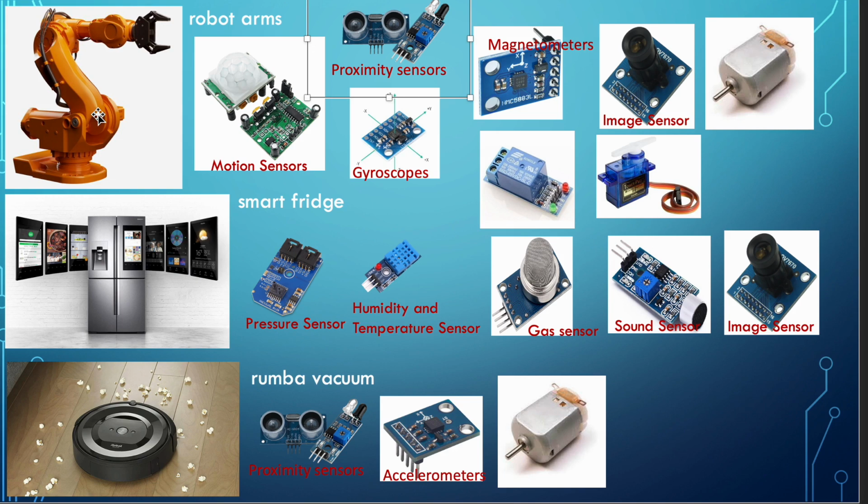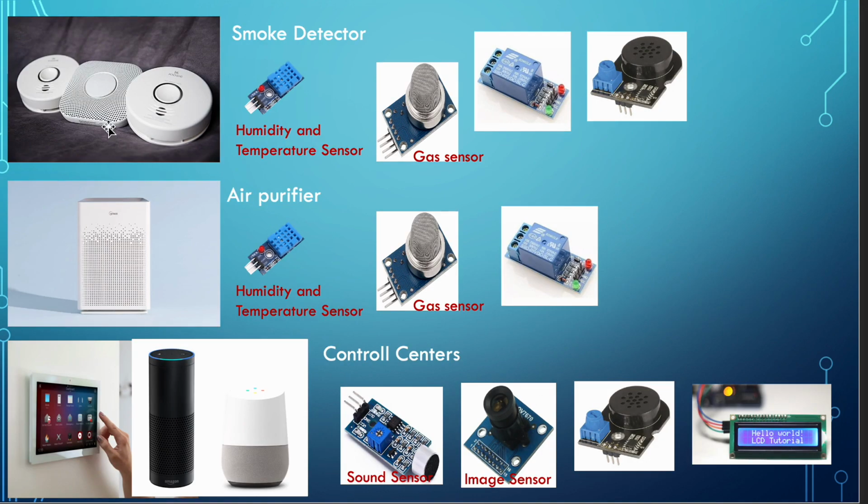We will see gyroscopes will certainly be there to understand whether the product is right side up or in the right orientation, and to understand the surroundings. So here we can see, if you have the smart fridge, you will have pressure sensors, humidity and temperature sensors, gas sensors, sound, image sensors, right? If you go to smart smoke detectors, you will see humidity and temperature sensors, gas sensors, and so on and so forth.